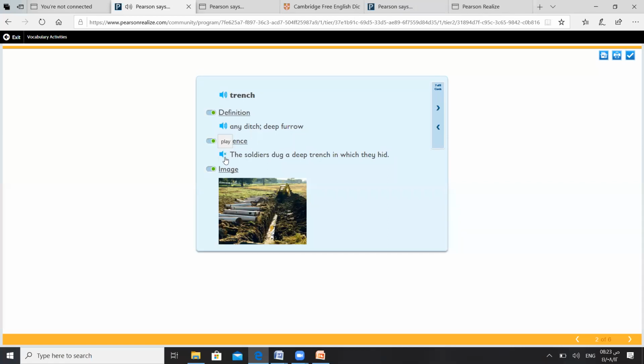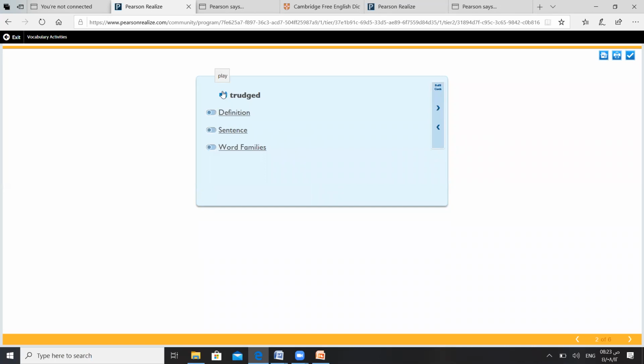The soldiers dug a deep trench in which they hid. Trench. What do I mean by trench? A ditch. Next one and the last one.